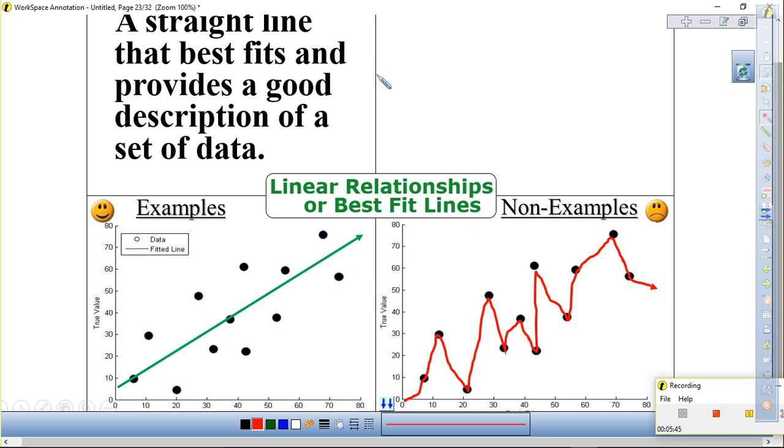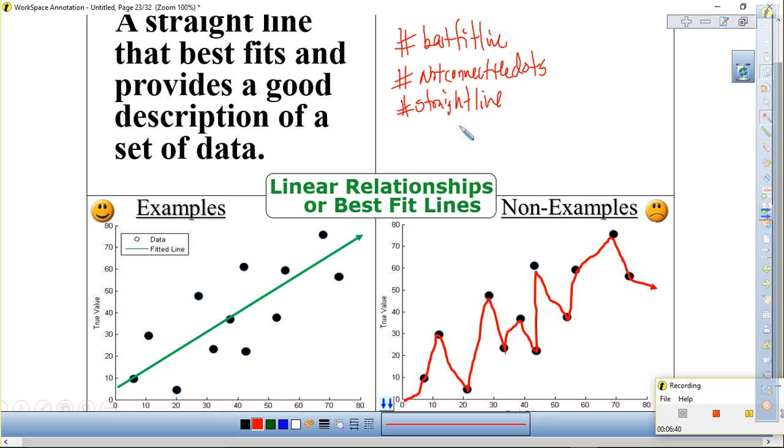Okay, hands for volunteer. Francesca. Hashtag best fit line. Okay. Another hashtag. Vivier. Hashtag not connect the dots. Really? Be nice. Matthew. Hashtag straight line. What else? Hashtag green line. Wow.